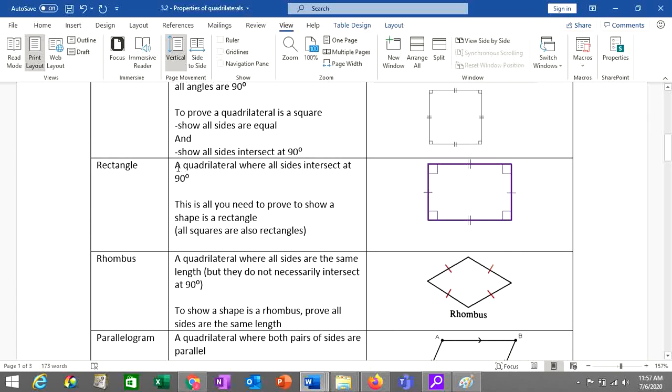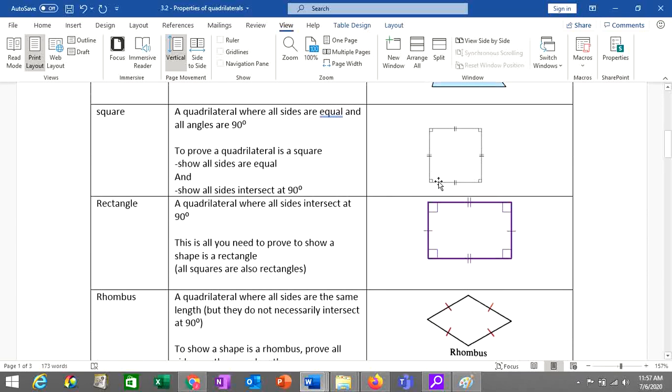Rectangles. So these are quadrilaterals where all sides intersect at 90 degrees, but obviously, unlike a square, not all the sides have the same length. The opposite sides will have the same length. So the left side and the right side will have the same length, and the top and the bottom will have the same length. But the left side and the top, for example, don't have to have the same length. Okay? So what you can do is show that all of the sides intersect at 90 degrees. If you can show that every side intersects at 90 degrees, you've proven it's a rectangle.